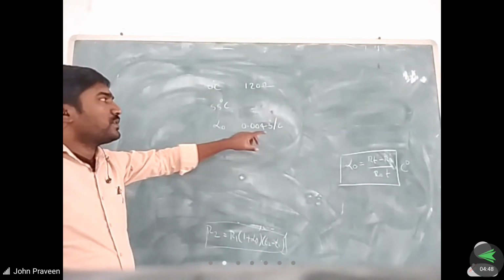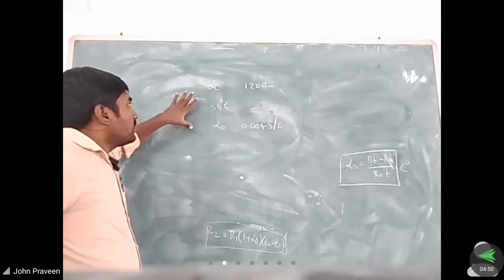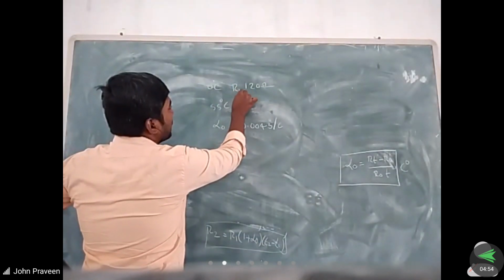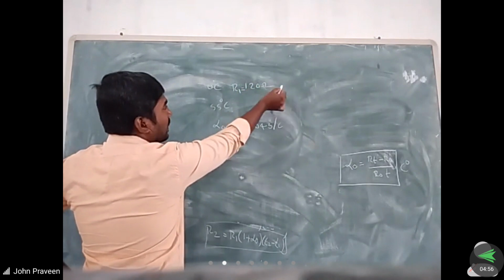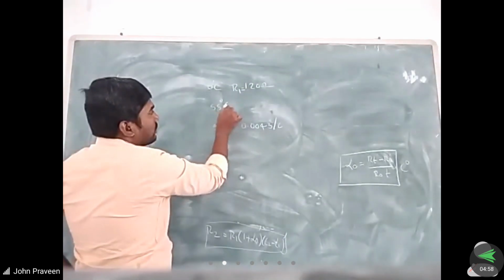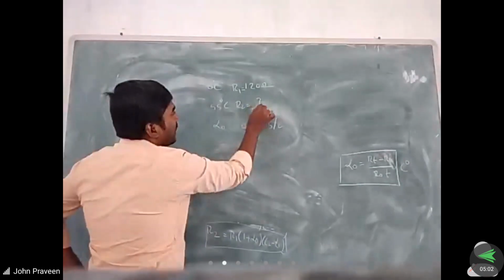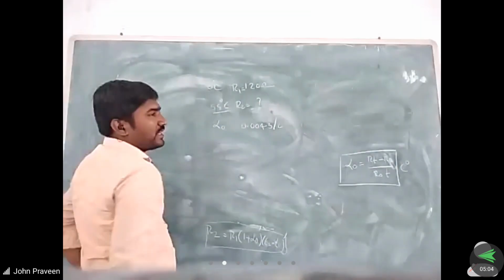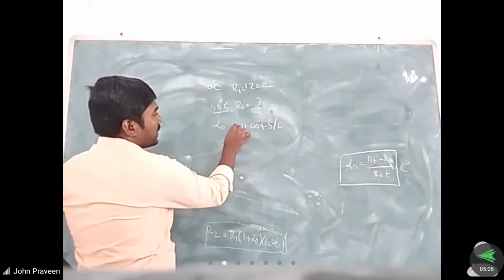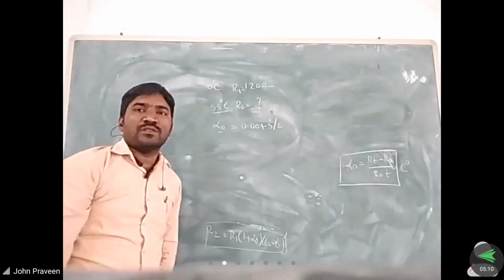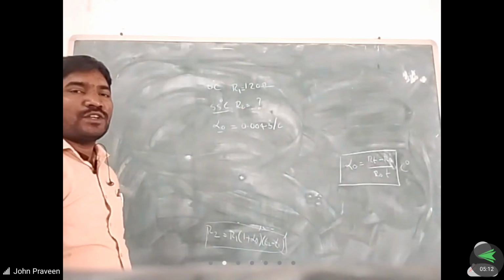So what did the problem give us here? The resistance value at 0 degree centigrade we are assuming as R1, that is 120 ohms. So we want to find the resistance value R2 when it is at 55 degrees centigrade, when the temperature quotient value is given as 0.0043. This is our question.